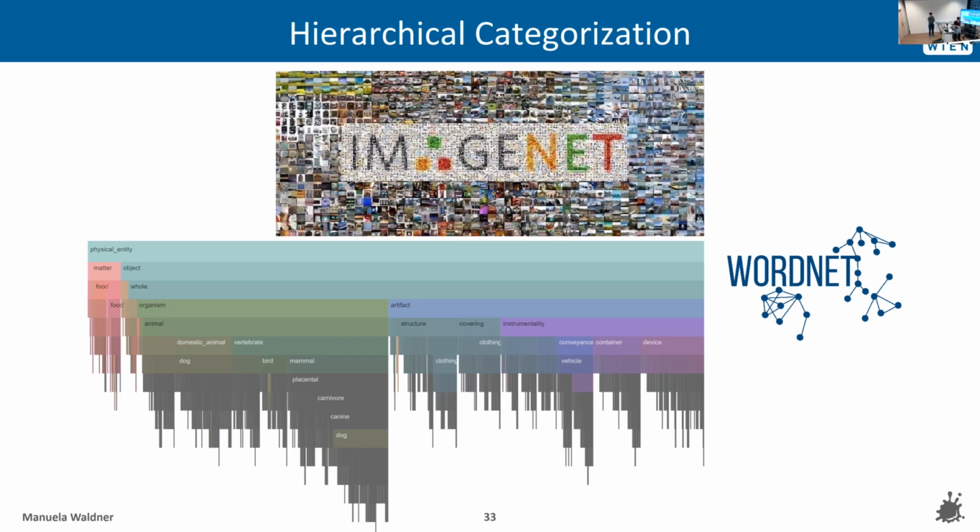Sometimes we also have multiple parents, like for the dog. WordNet is really huge, but ImageNet is not. It's just covering a small part of WordNet. It has 1,000 classes, and these 1,000 classes are here. Then we built the hierarchy on top of it that covers these 1,000 children.